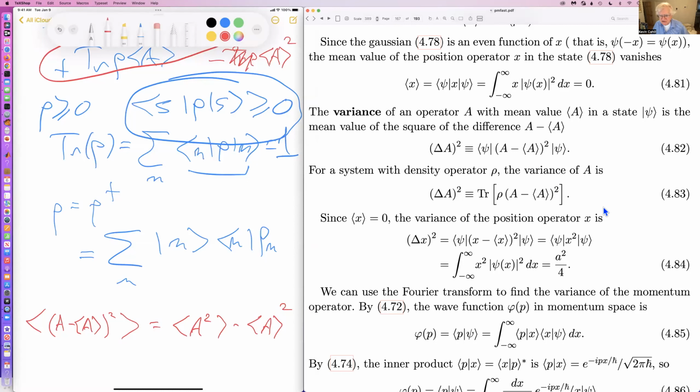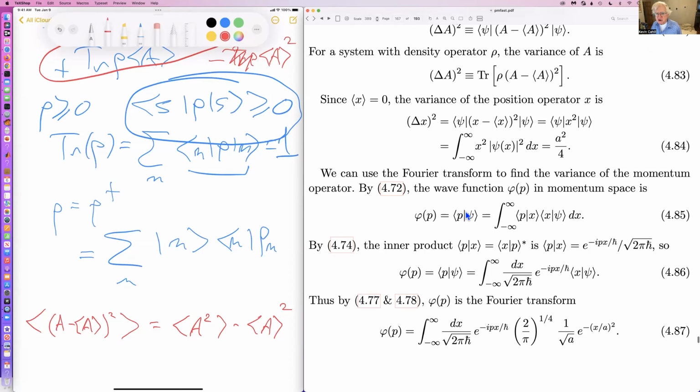Anyway, back to this business here. Delta x squared is then this. The average of x turns out to be 0 here. We just argued that because the wave function is centered at the origin and symmetrical. You do the integral, you get a squared over 4. You can compute the Fourier transform of the wave function, the Fourier transform of a Gaussian. You find that it is, of course, another Gaussian, and that Gaussian is given by this.